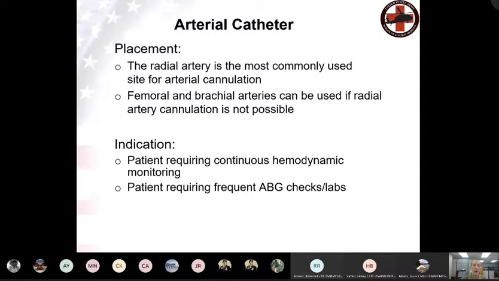Indication: patients requiring continuous hemodynamic monitoring as well as frequent ABG checks or labs. Now, we probably won't be doing that in routine care. However, it is a factor.